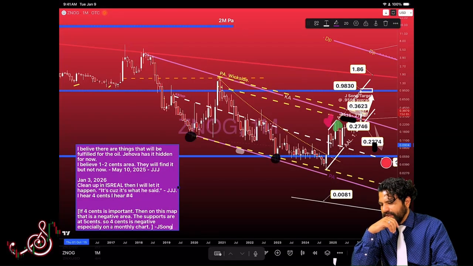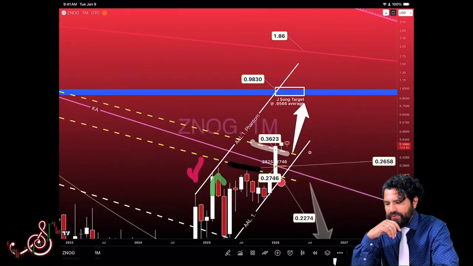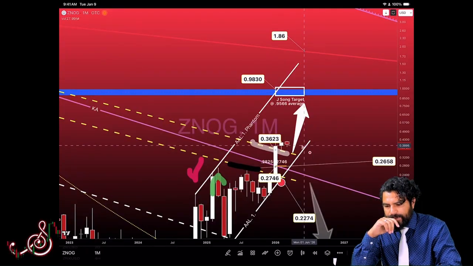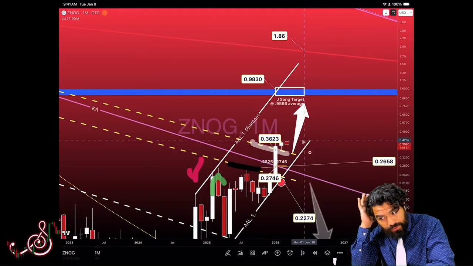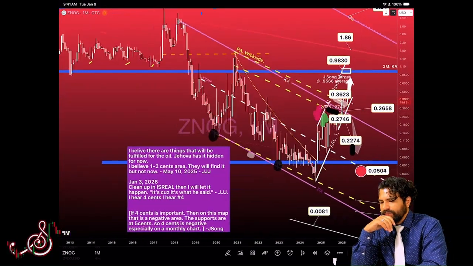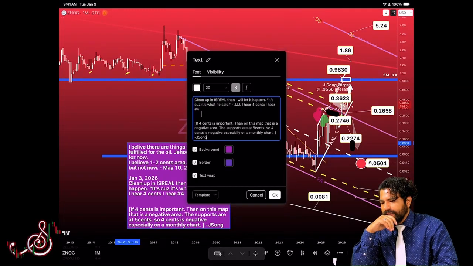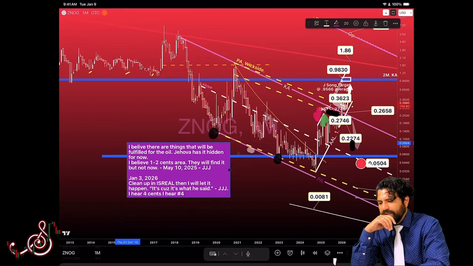If it's important on the map, then on this map it's a negative area. The supports are 5 cents. I wrote, so 4 cents is a negative, especially on this chart. Was there negative next to 4 cents? I don't know if it's negative anymore at the moment. Currently price is right there at that 4 cent. Is it currently resistance? No, it's not as negative anymore. Okay, so I need to delete that. We're going to have to re-examine 4 cents, but I'm not so concerned about it right now.